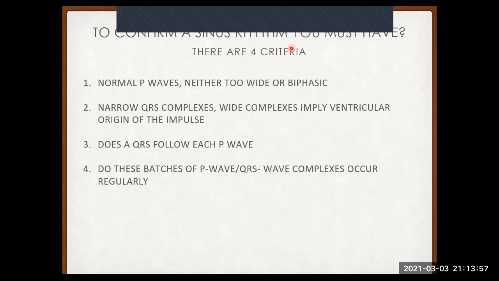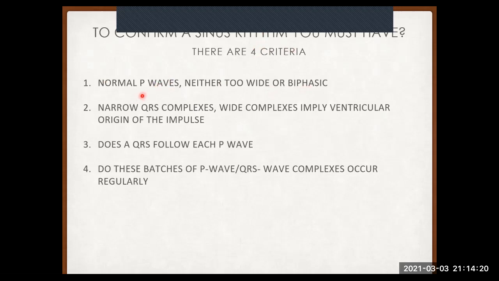To confirm this, you must have 5 criteria. This was written a long time ago. So we're going to have 1 and 1.1. The first thing is that you need to have normal P waves. Remember, P waves talk about your atrium. That's when your atrium contracts, you get a P wave. They mustn't be too wide. They mustn't be biphasic or bifid and things like that.